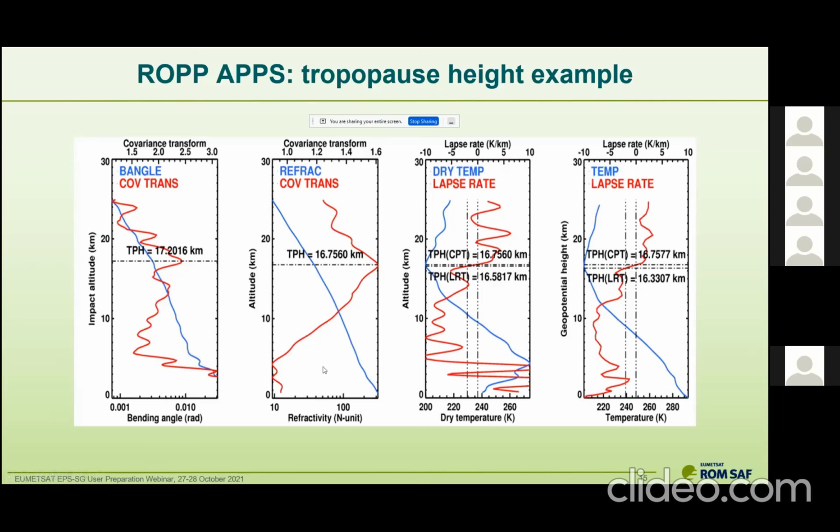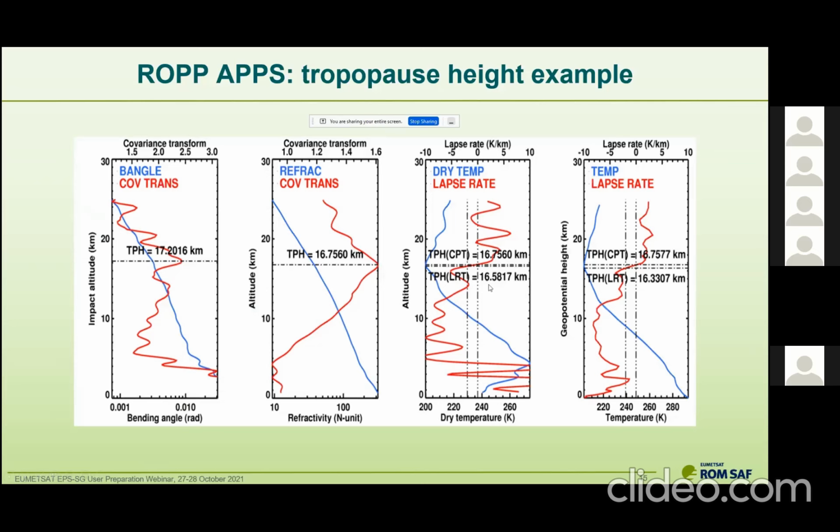We pass this through a covariance transformation, which is basically a wavelet transform. You know what that is, and it accentuates this kink. You can see here, and the maximum of that, the peak of that, is taken to be the measure of the tropopause height. We do the same thing with refractivity, again in blue here, a little kink about there. Covariance transformation picks out this point of the tropopause height.